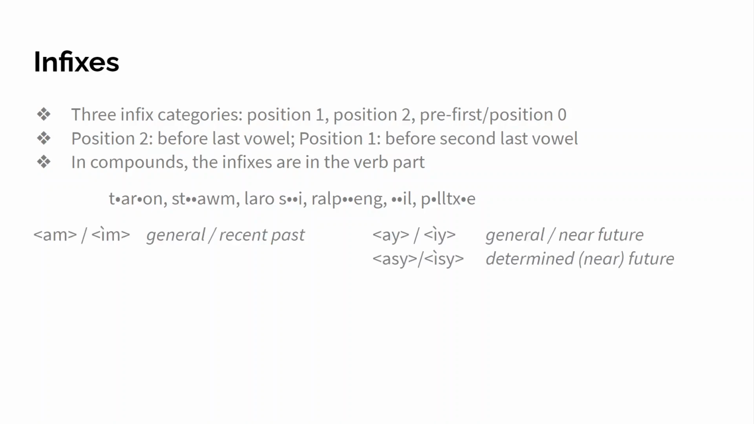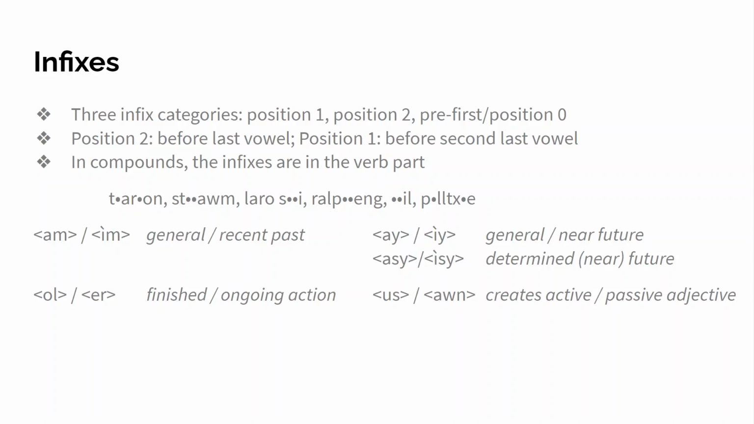Let's look at the infixes that exist. We have am and im for general or recent past. We have i and i for general and near future, and asje and isje for the determined versions of the future. We have ol and for finished and ongoing action, us and aun, which create the active or the passive adjective. So to hunt would become hunting, the active adjective, and hunted, the passive adjective.